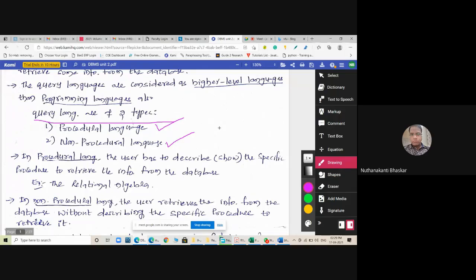This is the future tense, this is the past tense, this is the present tense, and all these things. So it comes under procedure. Got it, everyone? Yes, sir. In the same way, query languages also have two categories.